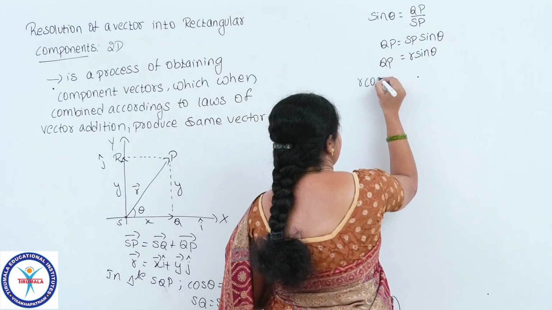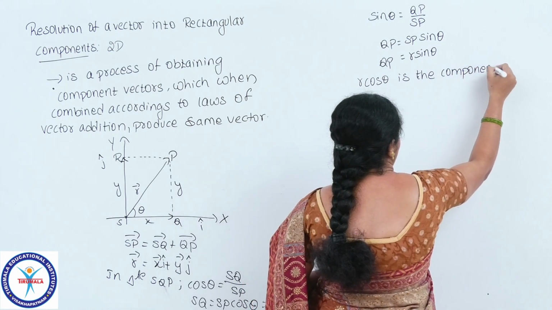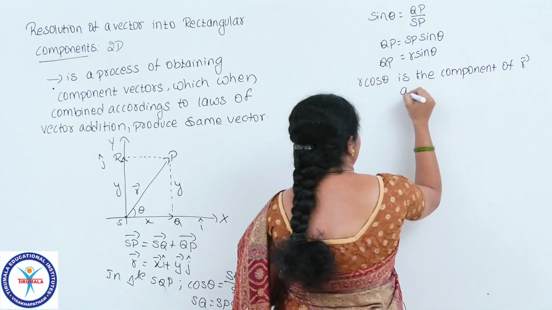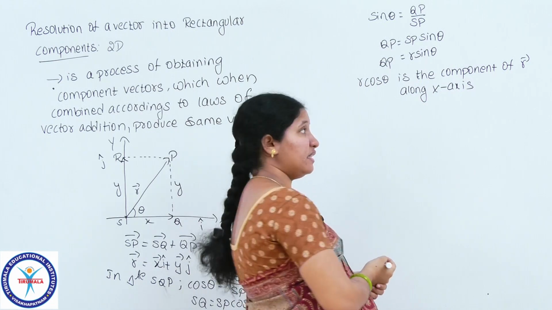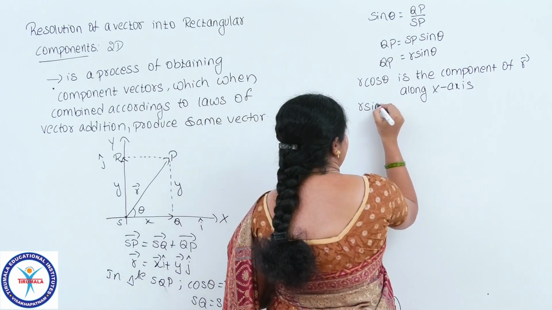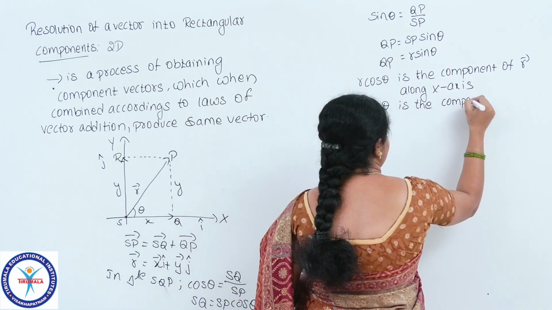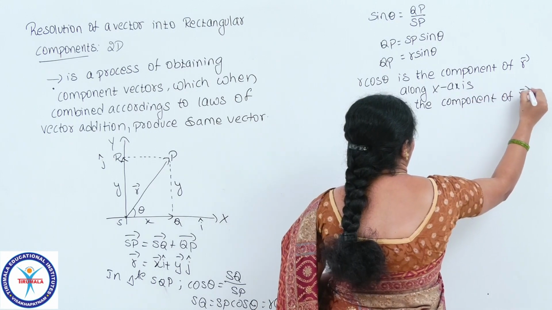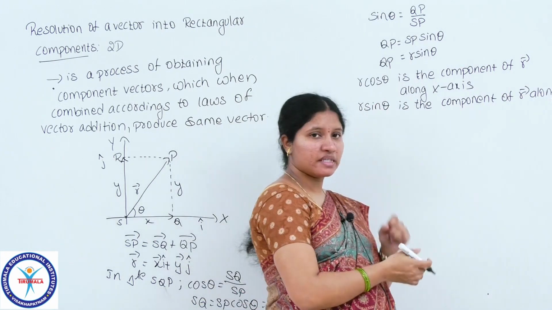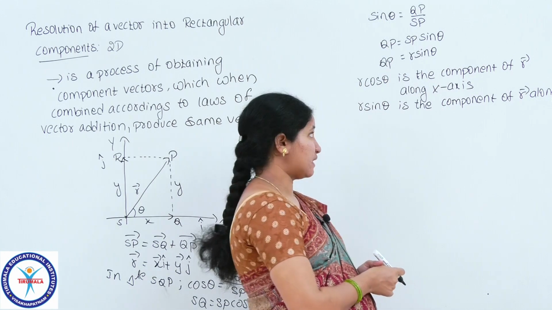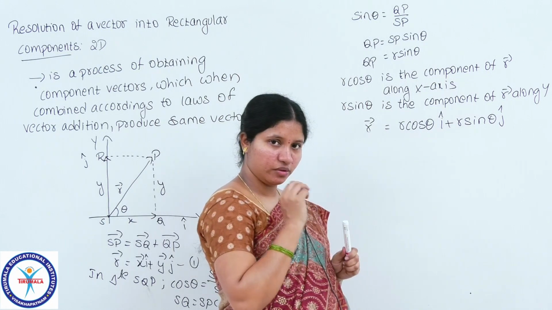Now, R cos theta is the component of vector R bar along x axis, and R sin theta is the component of R bar along y axis. So, these two are the components along x axis and y axis. So, R bar is given as R cos theta into i cap plus R sin theta into j cap.